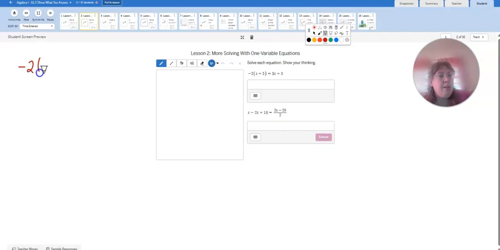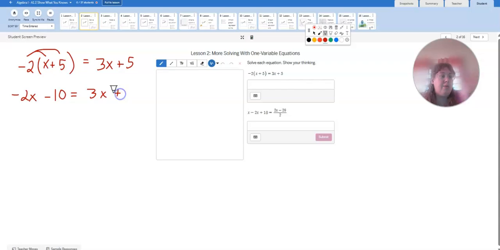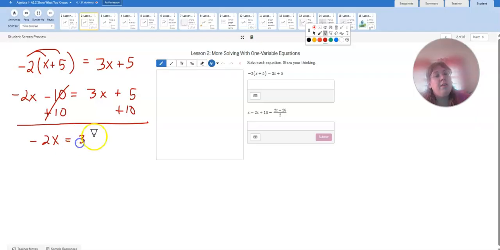is negative 2 times x plus 5, and that's equal to 3x plus 5. So since we have 2 terms over here on the right, first thing I would do is distribute this negative 2. I don't want to divide yet because that'll get messy over here. So we get negative 2x, and negative 2 times 5 is a negative 10. And that's equal to 3x plus 5. Then I'm going to add 10 to both sides. And I get negative 2x equals 3x plus 15.